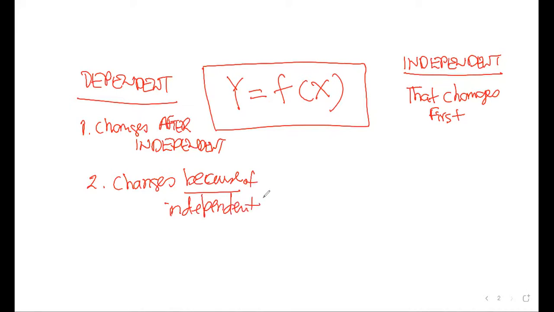Does anybody disagree with what I've written regarding the dependent variable? The independent variable by definition is always the variable that changes first, and by definition, we always put it on the right side of the equation. The dependent variable has two characteristics. Number one, it changes after the independent variable. Number two, it changes because of the independent variable.